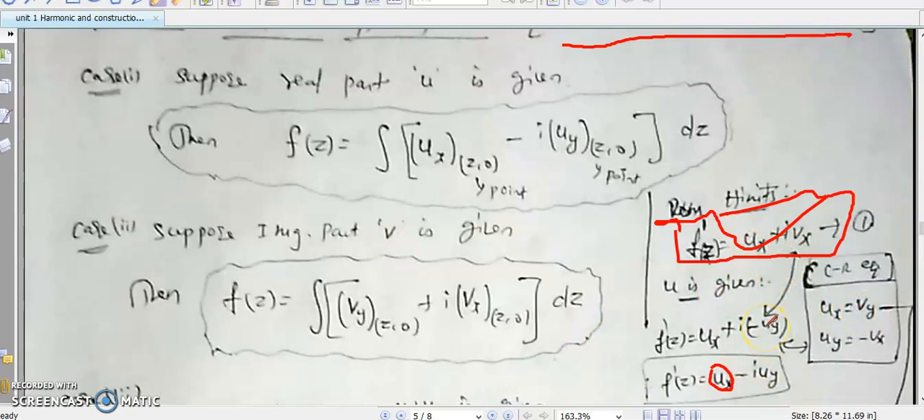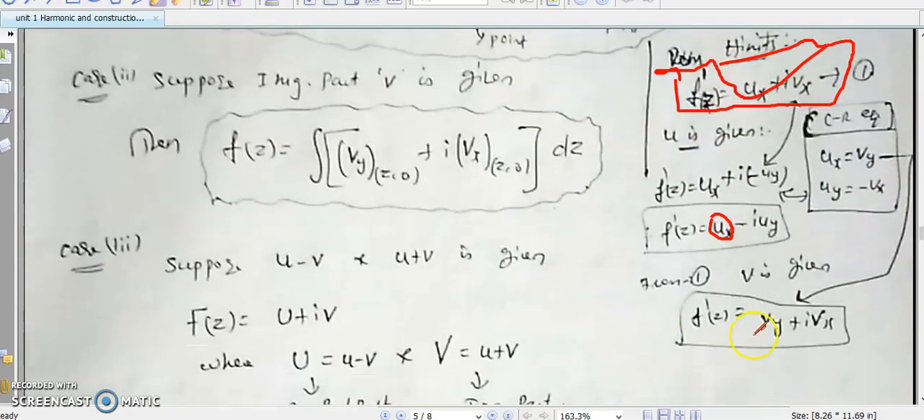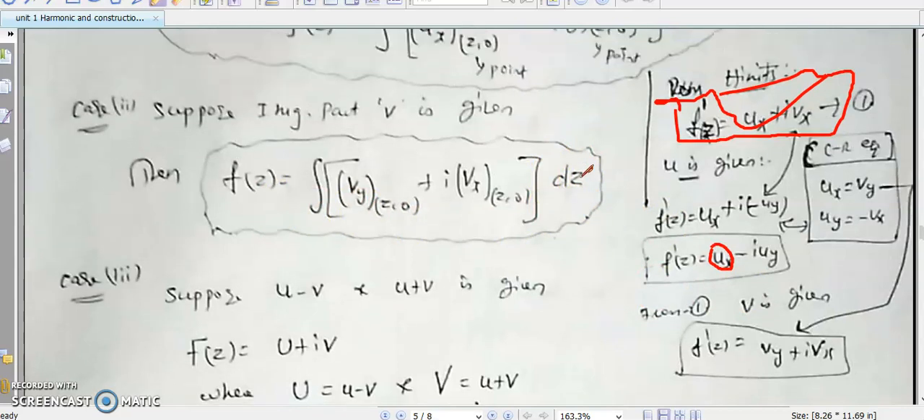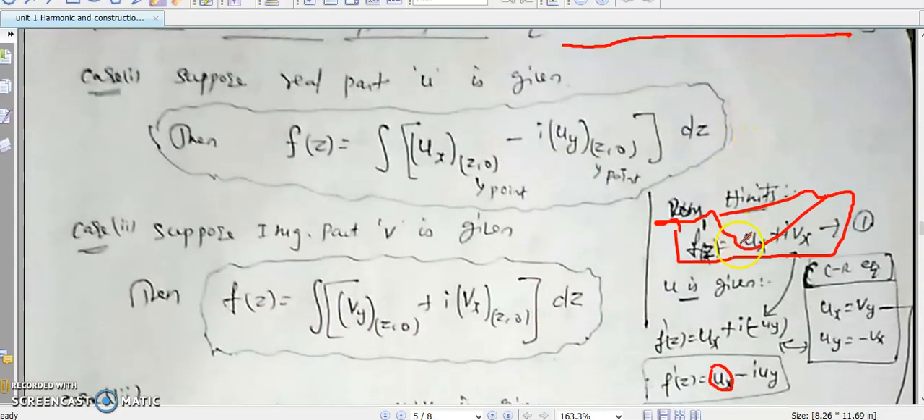So when v is given, f dash of z equal to vy plus i vx. Here, at the point z comma 0, integrating on both sides, f dash of z gives f of z, and the remaining terms are with respect to z. This is very important. This one formula is enough to remember all four formulas.